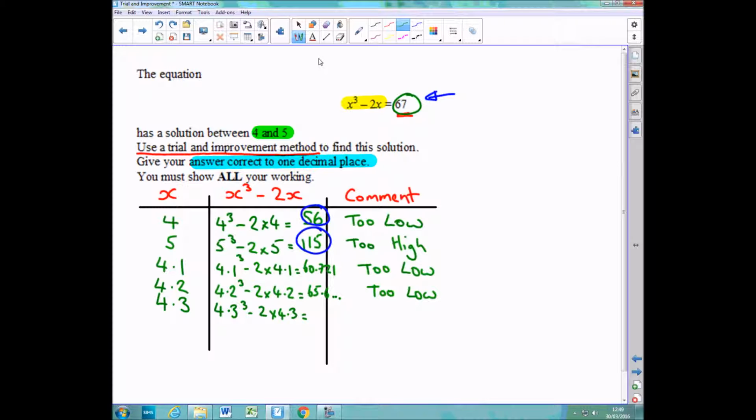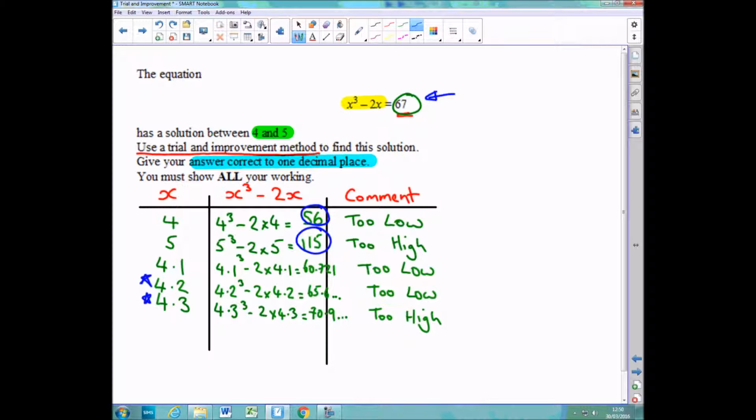Use my calculator to work it out. This time I get an answer of 70.9 something, which is too high. Okay, so this is a really important stage here. I have got two numbers, 4.2 and 4.3, which one is too low and one is too high.